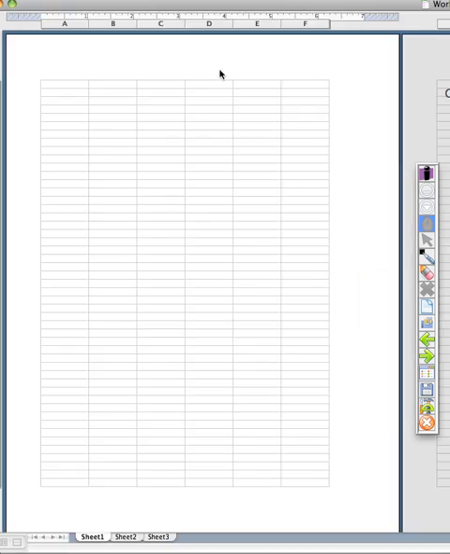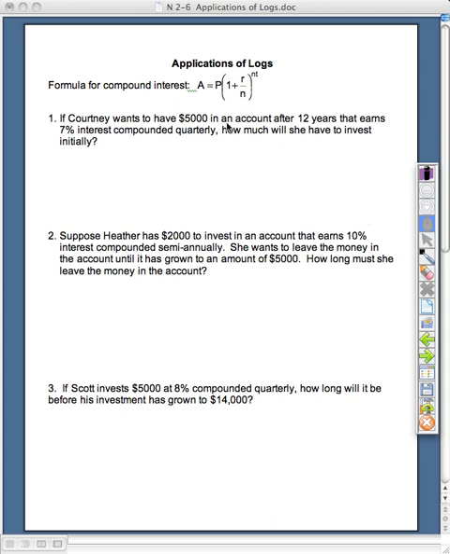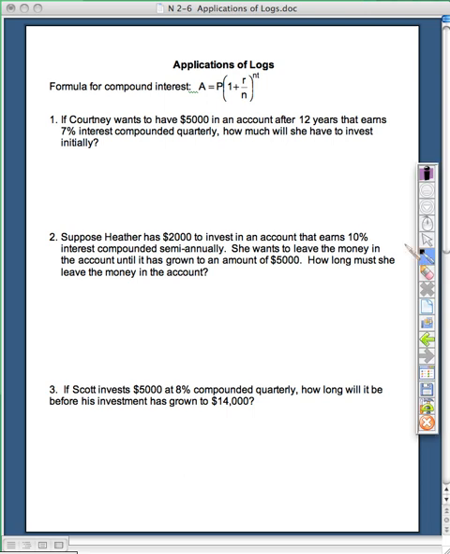Today we're going to talk about applications of logarithms. These are some practical applications of why you might need logarithms at some point. The first one is very practical because at some point I hope you are investing your money and making some decisions about that. So we've already used this compound interest formula before, and example number one is very much like what we've done in the past.